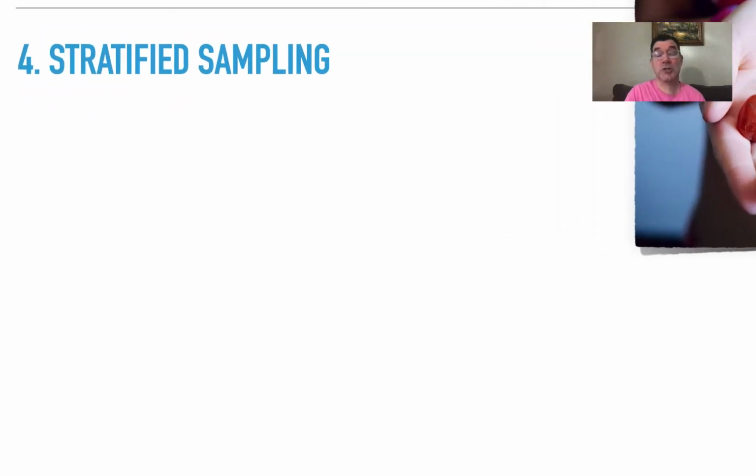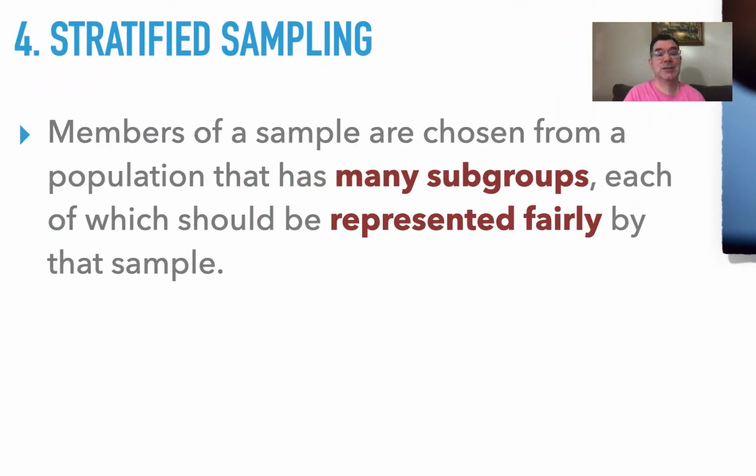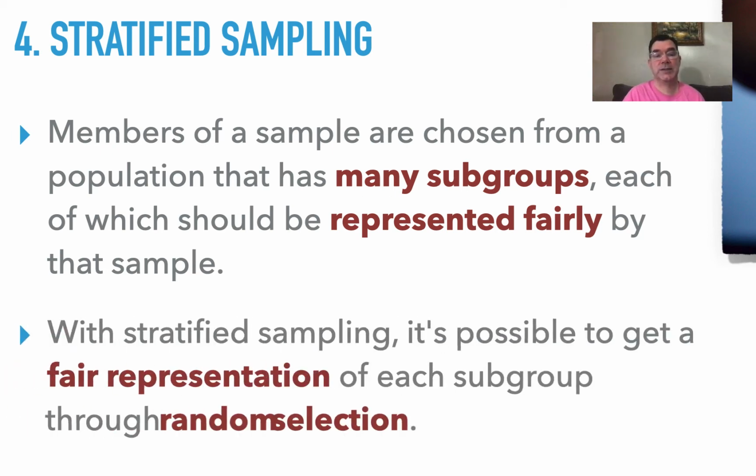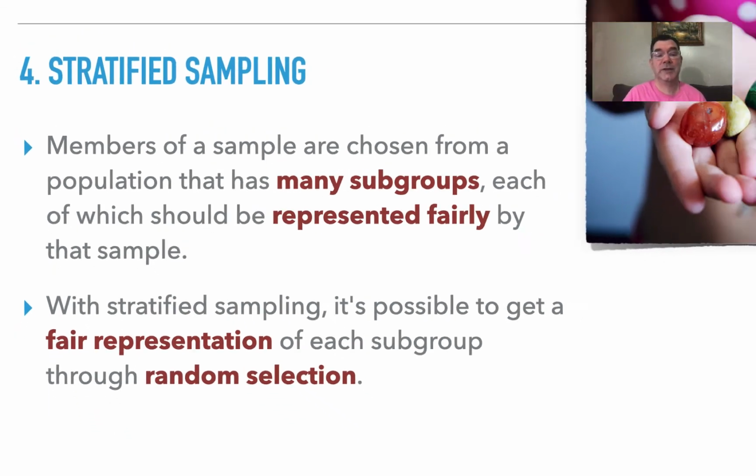There's also what's called stratified sampling, and that's where the members of a sample are chosen from a population that has many subgroups. So you're trying to allow the sample to be a fair representation of your population by choosing people from each of those many subgroups. So with this, it is more possible to get a fair representation of each subgroup.